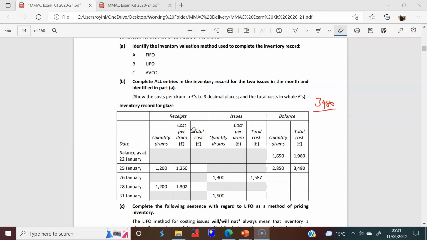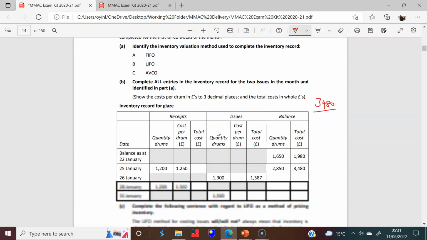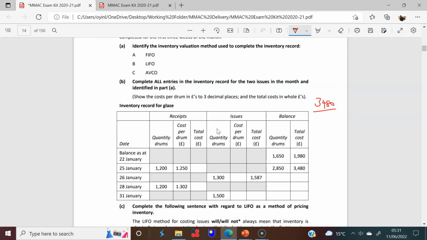Okay, we're doing number 6. So for number 6, we're looking at Grape. And the question wants us to first of all identify what method is being used here for valuing closing inventory. Well, let's look at it.